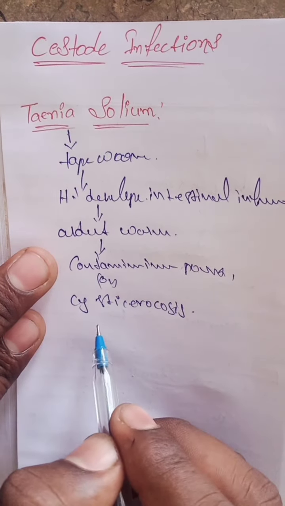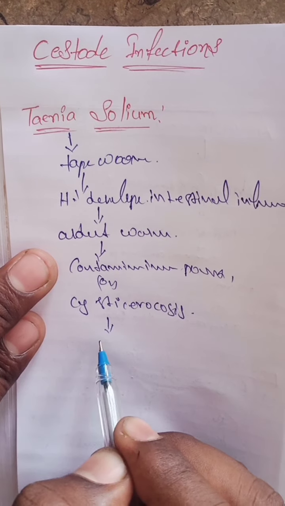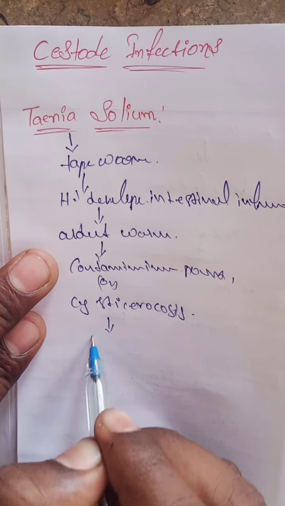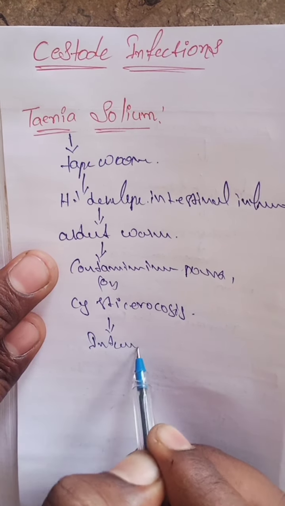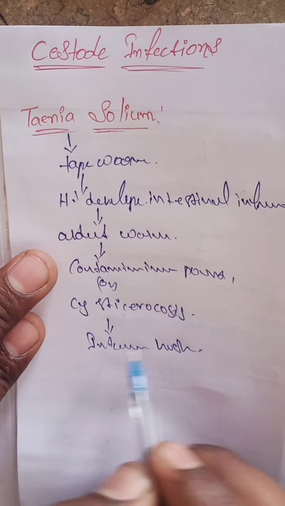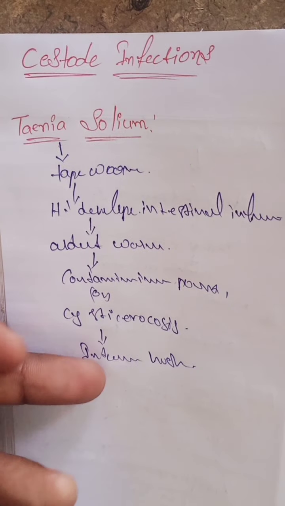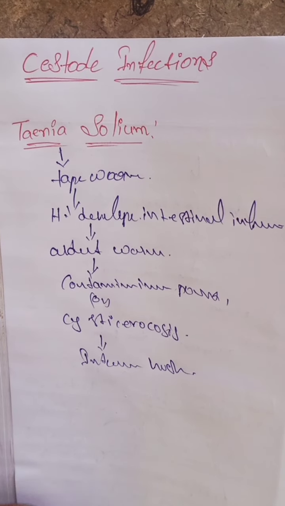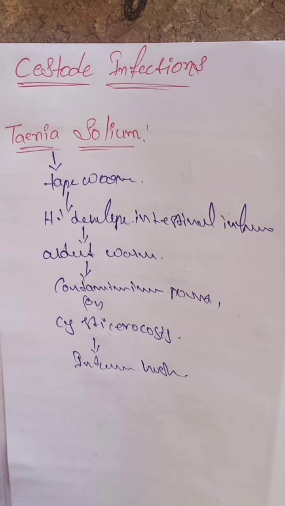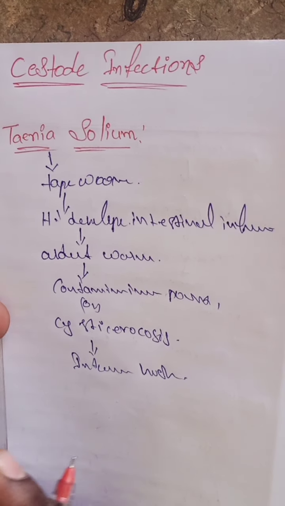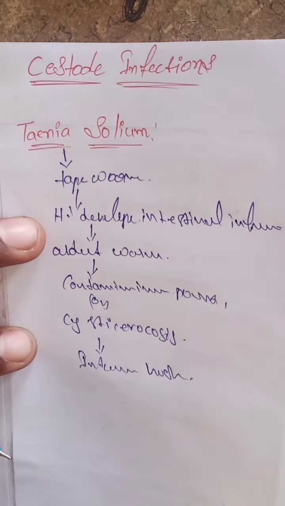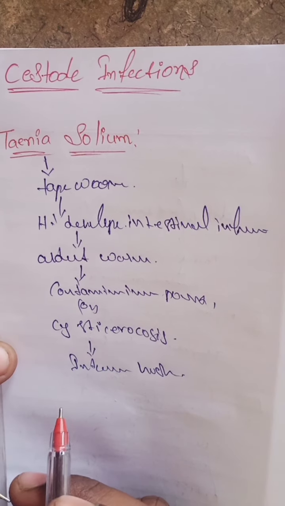In our body, the human body is the intermediate host for the development of Taenia solium. It occurs in the small intestine and large intestine. It causes infections in the body with its larvae and development of eggs.